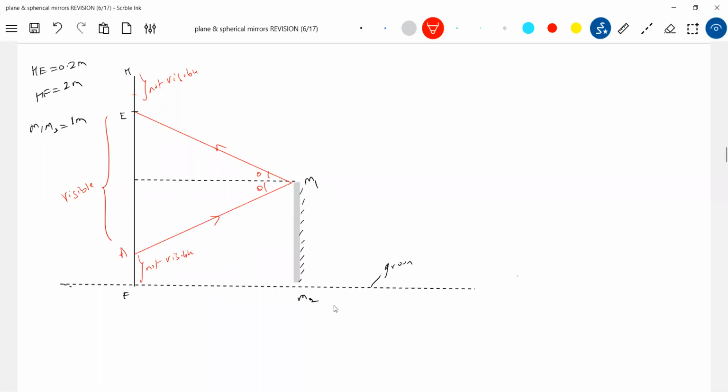Now you have to ask questions: how come these rays after reflection will come there only? Is it possible, or can you only see this part?